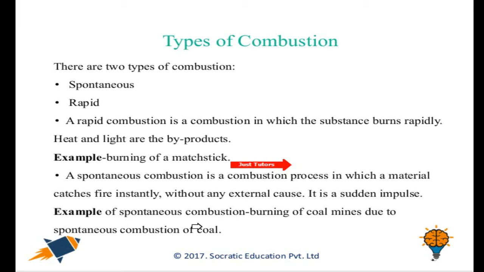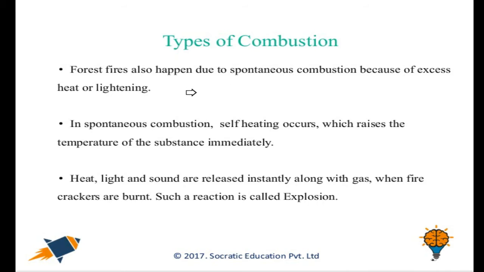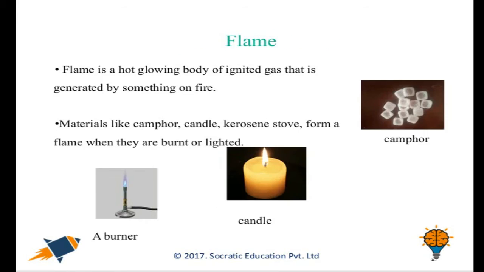For example, spontaneous combustion is the burning of coal mines due to spontaneous combustion of coal. Forest fires are also one example of spontaneous combustion because of excessive heat or lightning. In spontaneous combustion, self-heating occurs, which raises the temperature of the substances immediately. Heat, light, and sound are released instantly along with gas when firecrackers are burnt. Such a reaction is called an explosion.